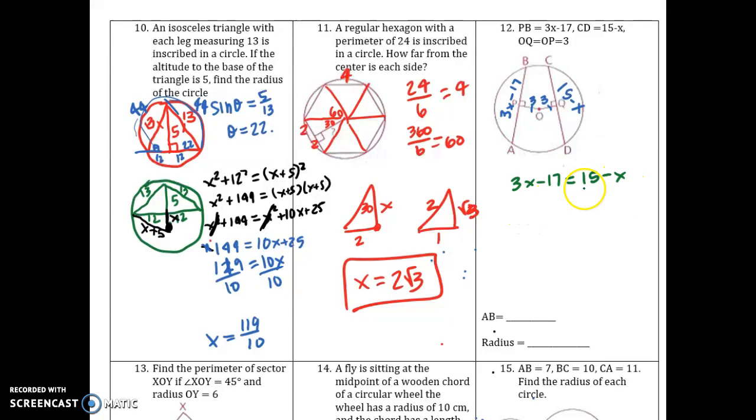So then I can add the x over here, and I can subtract the 17 over there. Oops, that's a 4. So x equals, oops, I added 17. So that's 20 or 32. So 4x equals 32.